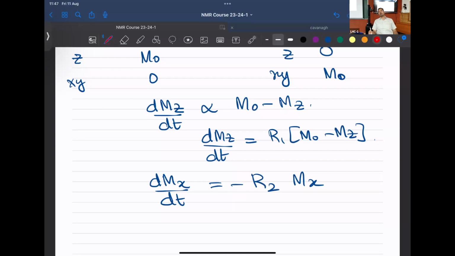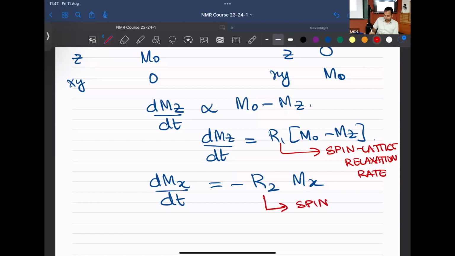Why are R1 and R2 different? Because these are different animals. The reason how magnetization comes along the Z-axis versus X and Y are very different. Therefore, you can't have the same relaxation phenomenon. So R1 is called the spin lattice relaxation rate. And R2 is called the spin spin relaxation rate.